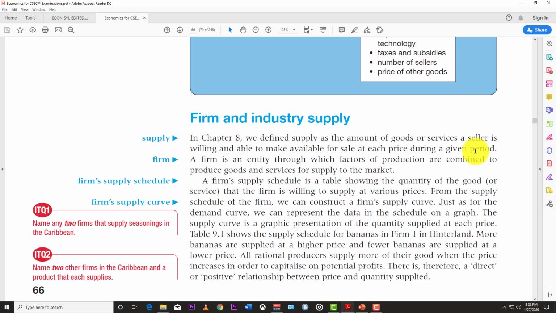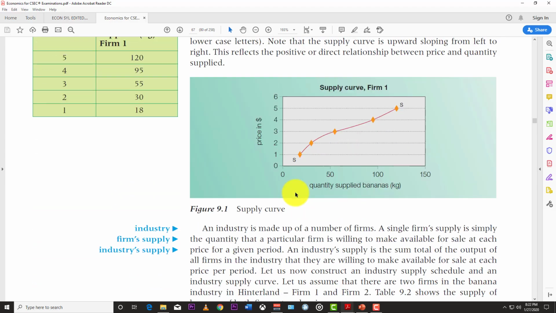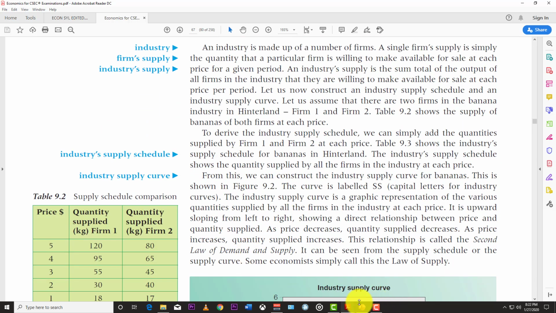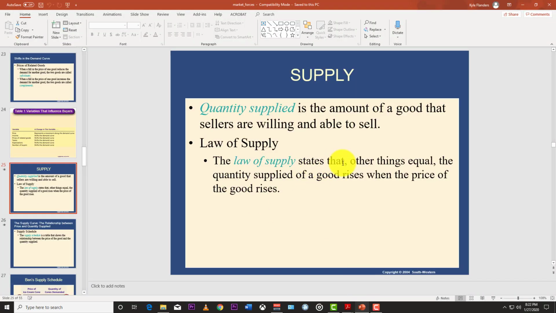So that is supply. Now, just like demand, we have the law of demand, we also have the law of supply. And the law of supply, once again, is basically very commonsensical, just like demand. And you are going to see it right here. All right, so the law of supply states that other things being equal, or ceteris paribus, as we looked at last time, the quantity supplied of a good rises when the price of the good rises. Again, the quantity supplied of a good rises when the price of the good rises. That is the law of supply.